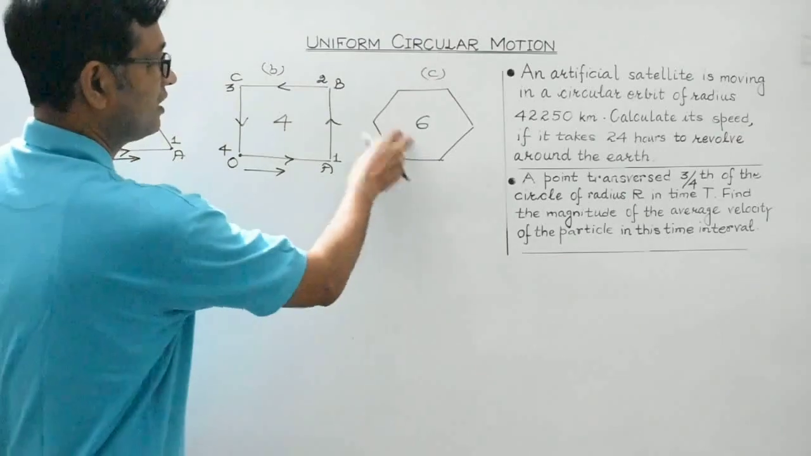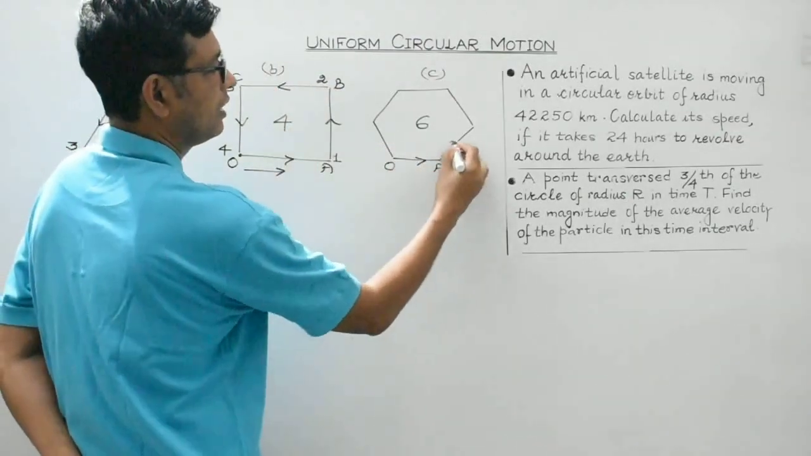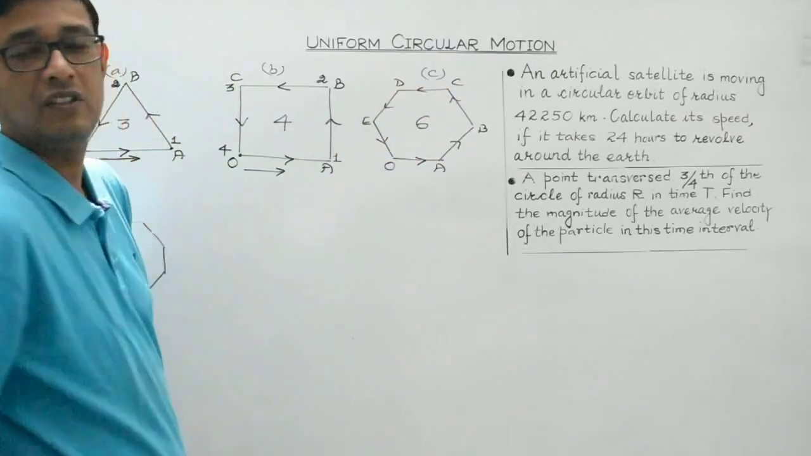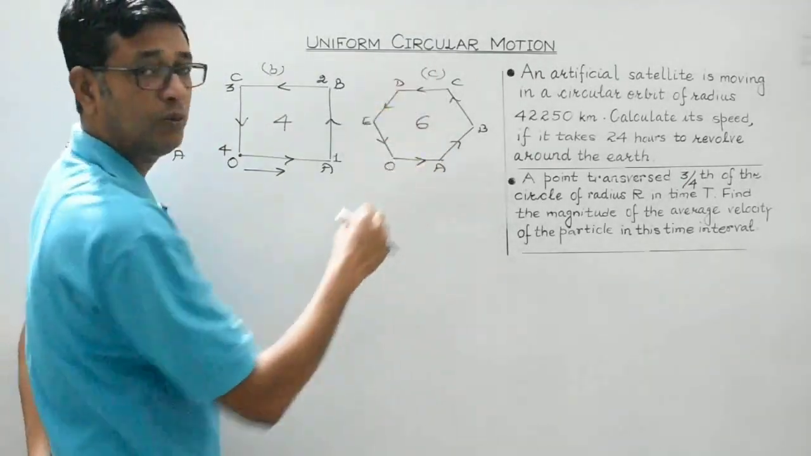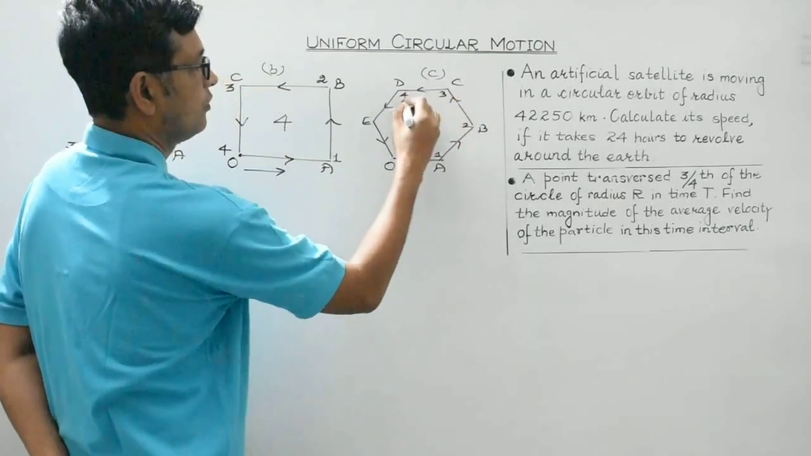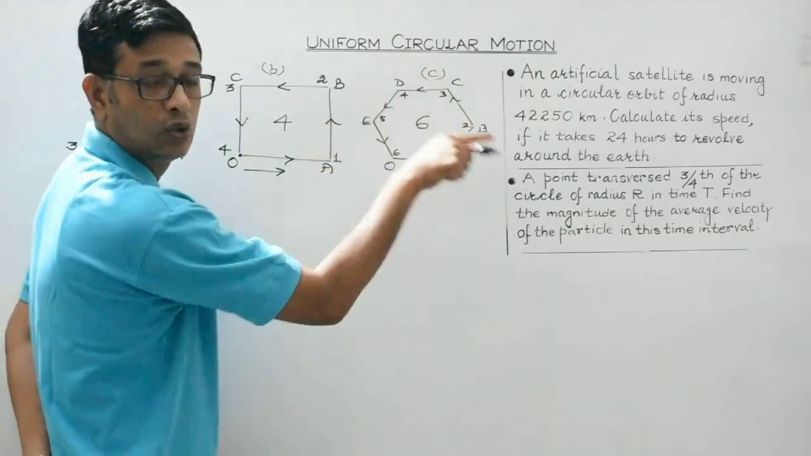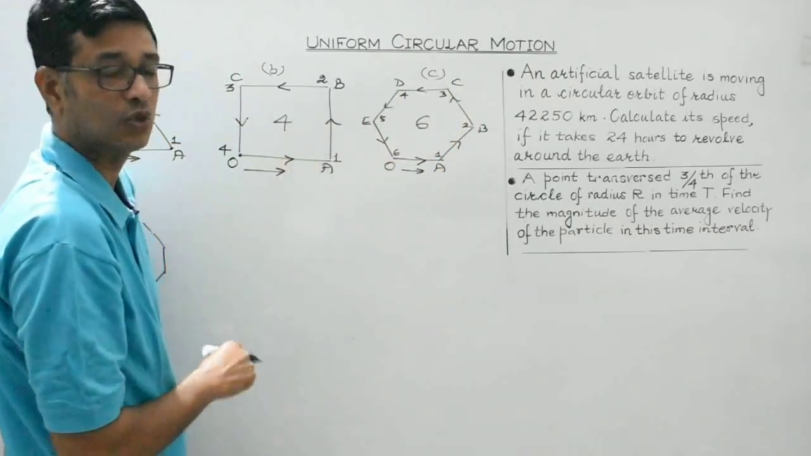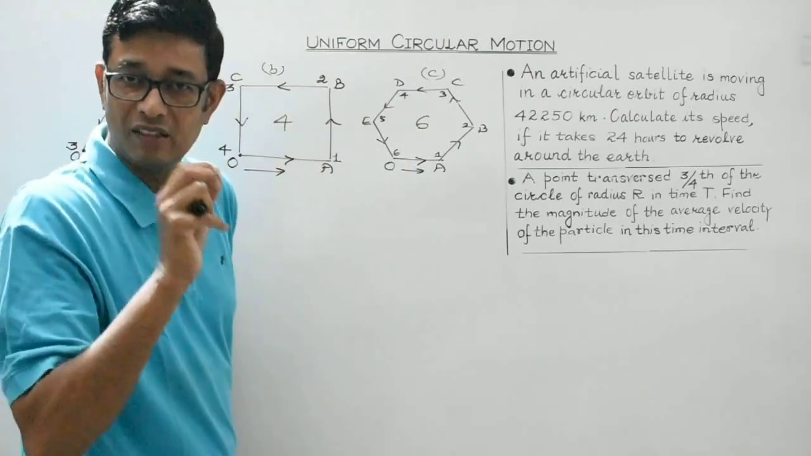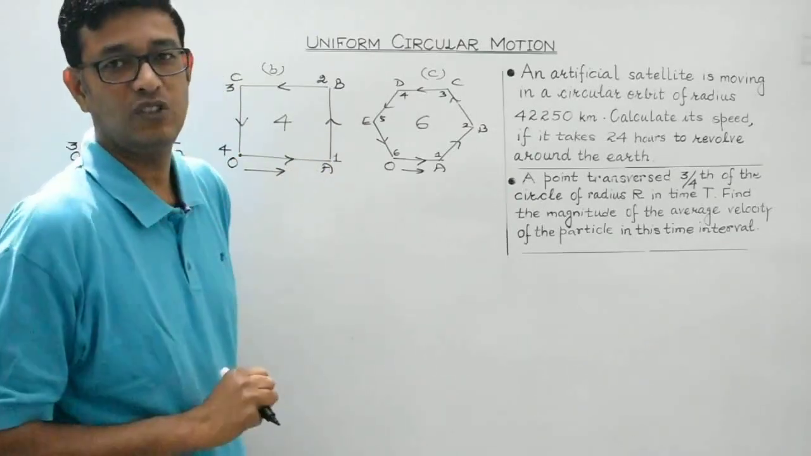Right, students? Let's consider this case. Suppose the body is starting from point O, so it goes to point A, then point B, then point C, then point D, then point E, and finally to point O. Now, in order to complete one round, how many times does it need to change its direction of motion? 1, 2, 3, 4, 5, 6 times. Then only will it again be able to go along its original direction of motion. So students, here again, the closed loop has got 6 sides. So the body, in order to complete the loop, has to change its direction 6 times.